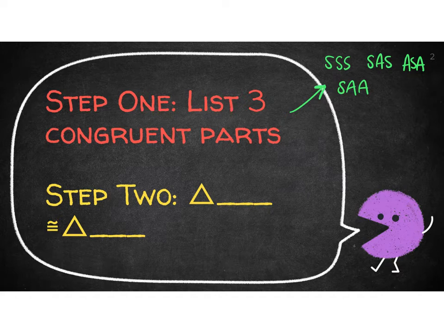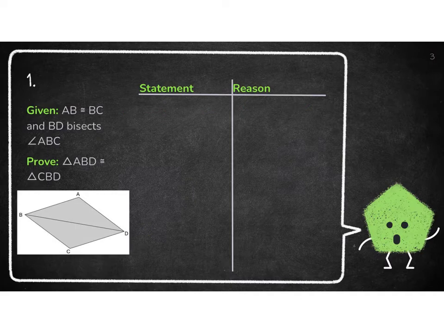So the second step will be to name the congruent triangles. So this triangle is congruent to this triangle, and the reasoning will be one of our triangle shortcuts. All right, let's take a look at our first example.